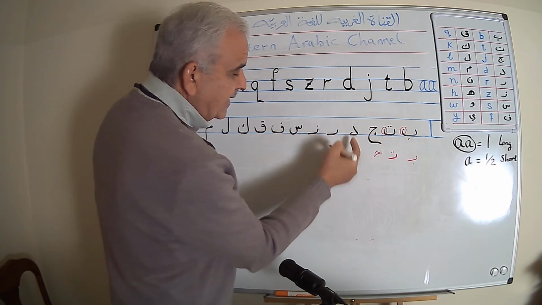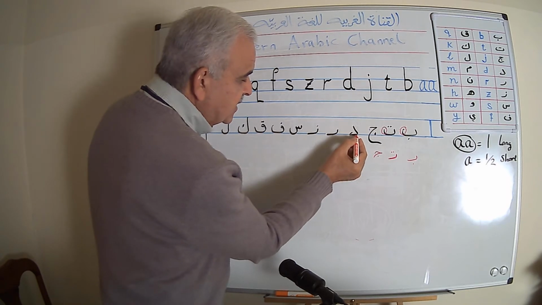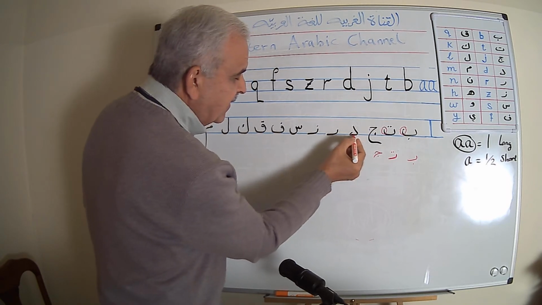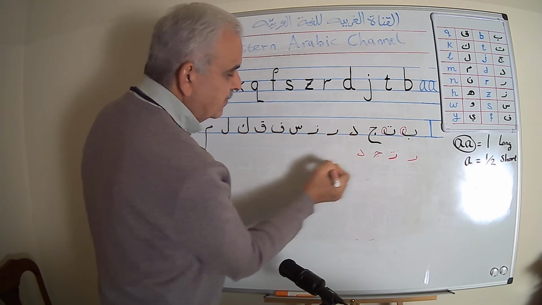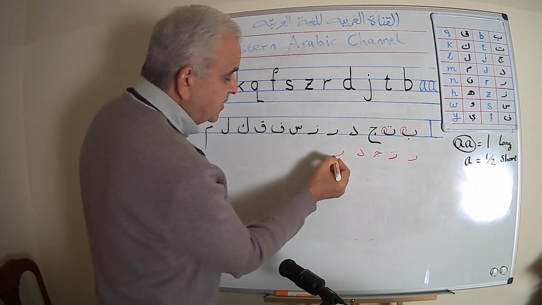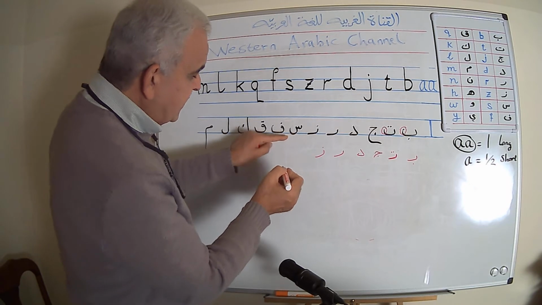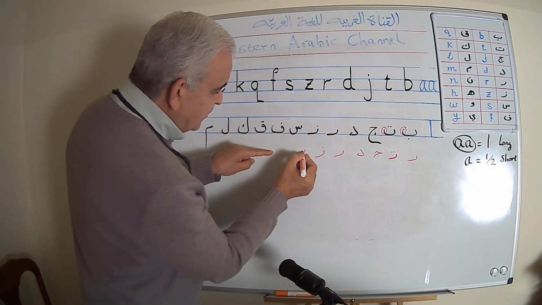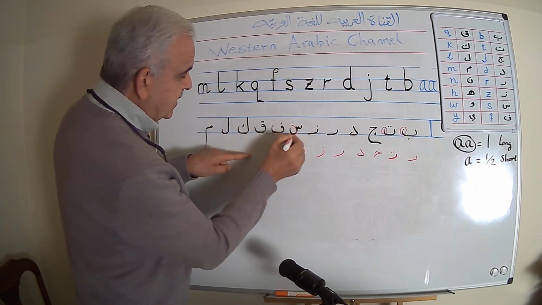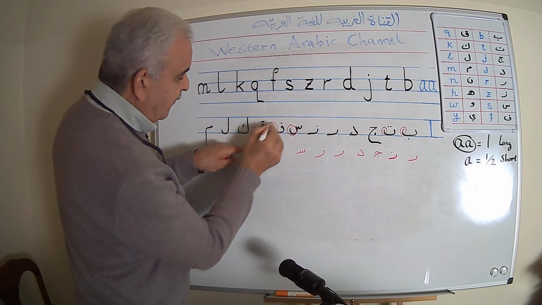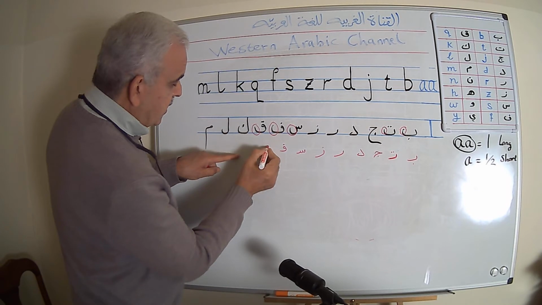Dal is not changing. Any Arabic letter which sticks to the line does not change. The ra does not change, it's sticking to the line. The za does not change. The sin, look, it has a tail, so it becomes like this. We cut the tail, cut this, and for fa, we cut the tail. The ka, we cut its tail.